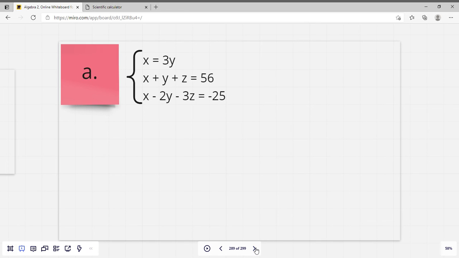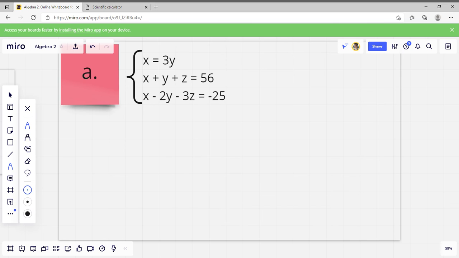So we're going to start off with this one, a system of 3 equations. We've got an x equals, so I like that. This one has a y by itself and a z by itself, so we're going to try that one. We're going to say x plus y plus z equals 56, and plug in this 3y value for x. So 3y plus y plus z equals 56. Now we put our like terms together and get 4y plus z equals 56.